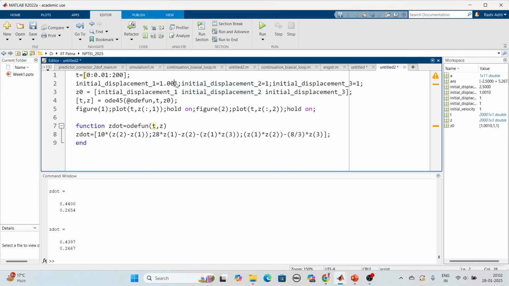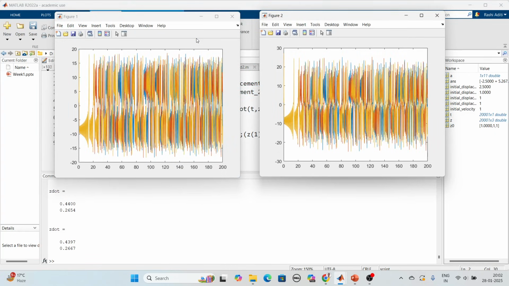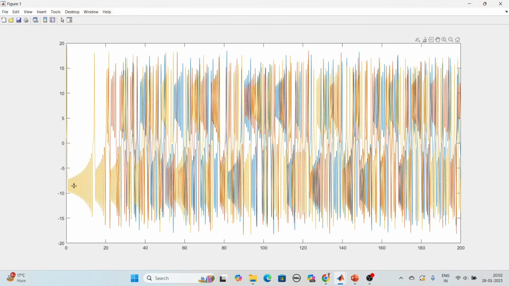Even if I try to add more zeros, see, did you see the behavior? How is the behavior looking to you? Initially, up to this point, the behavior is almost the same for all the three initial conditions. However, after that, you can see that there is a lot of variation in the response of the system, corresponding to a very small change of the initial state.